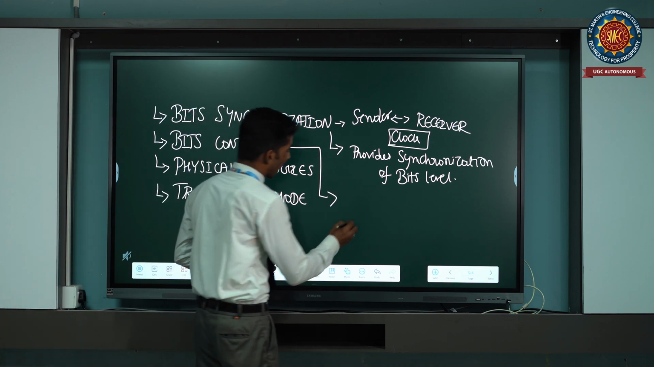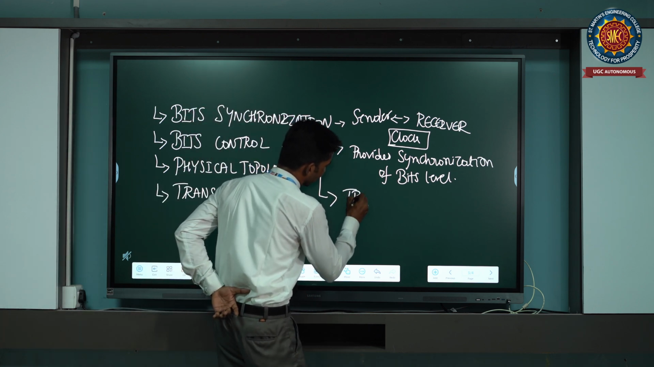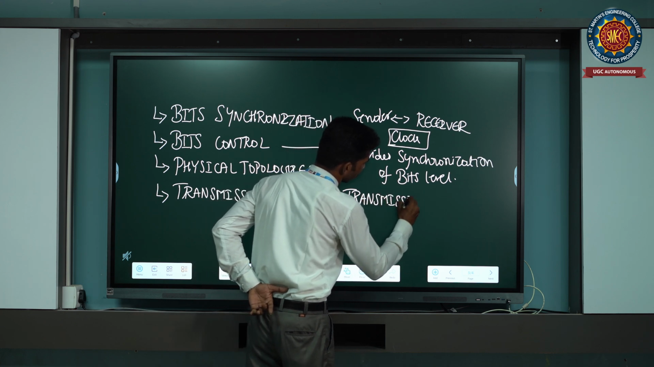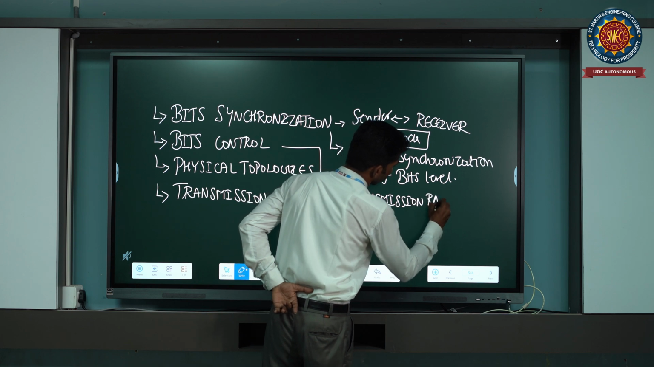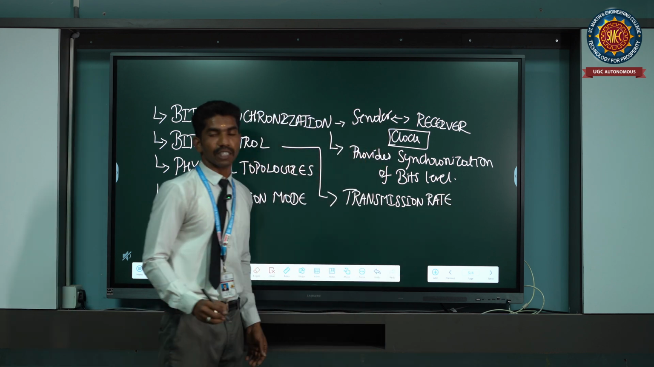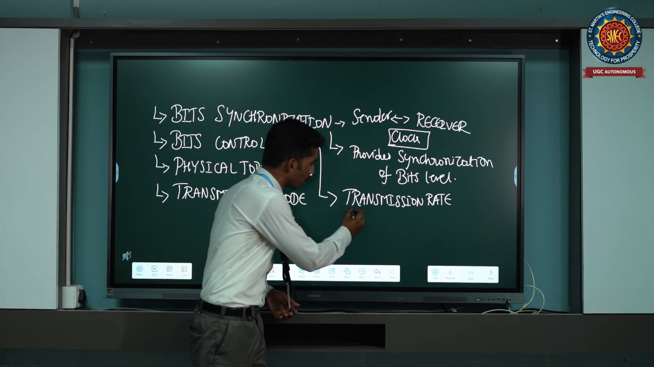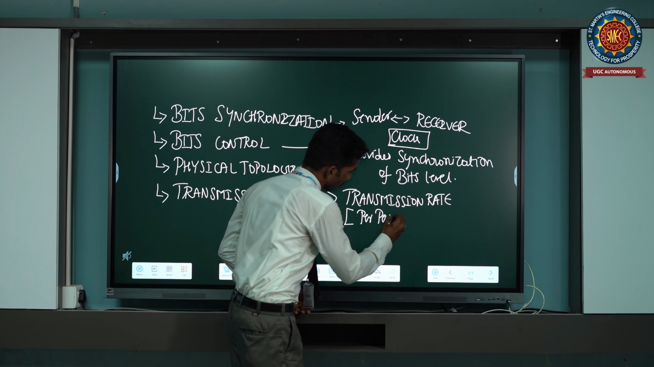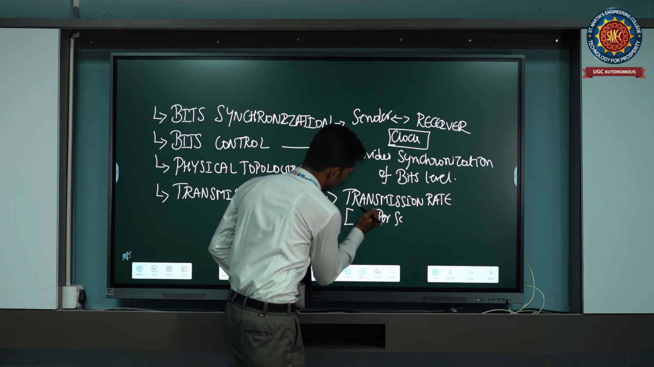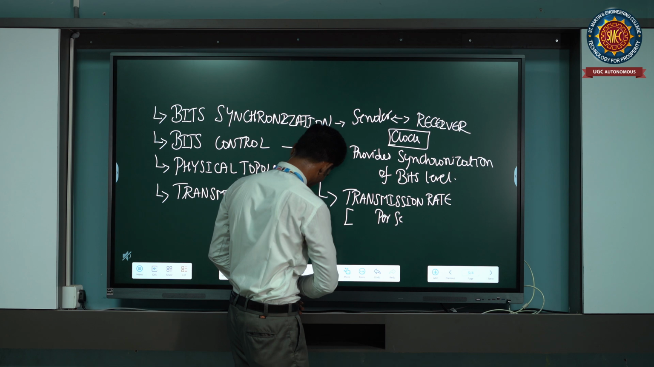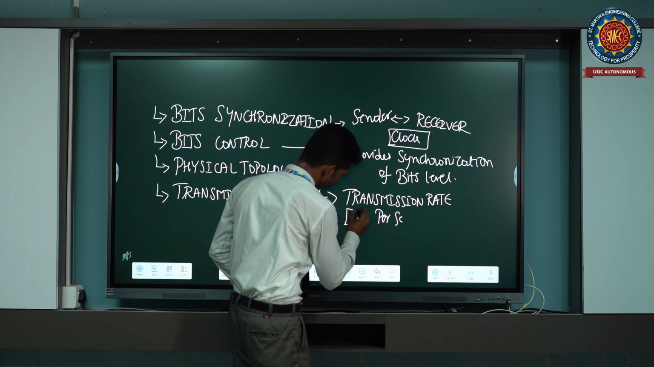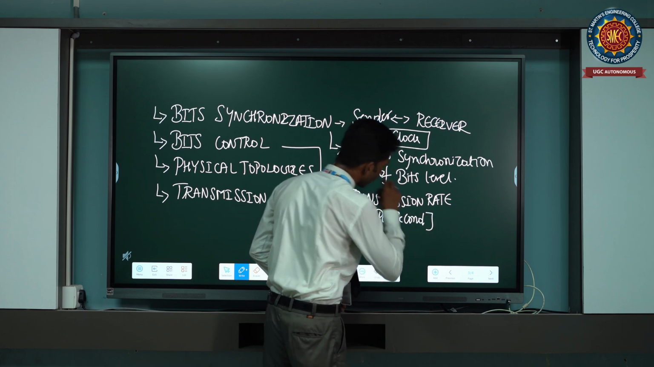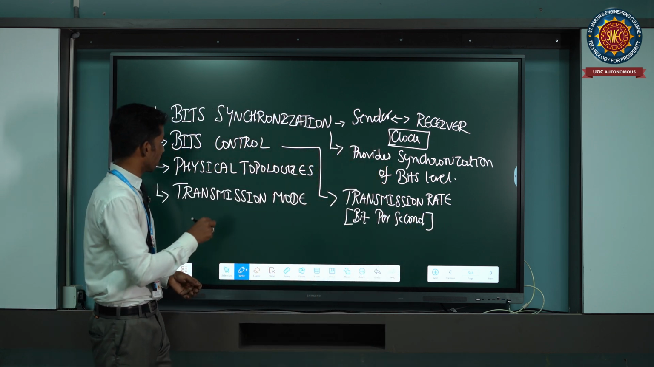Next, bit control. That bit control will manage the transmission rate. So what do you mean by transmission rate? The transmission rate is nothing but how many bits per second have to be transmitted. How many bits per second it should be transmitted, that is called the transmission rate.